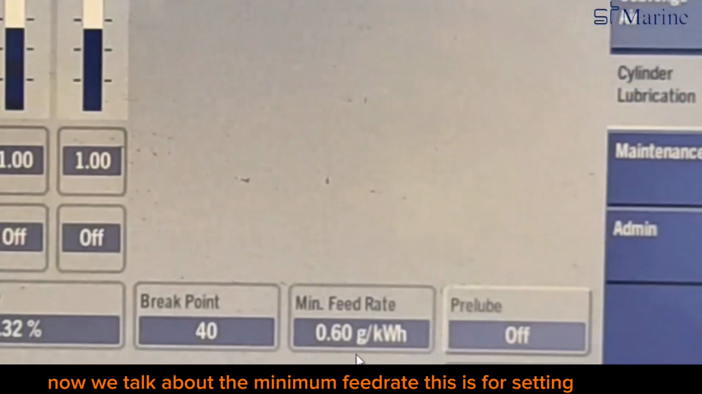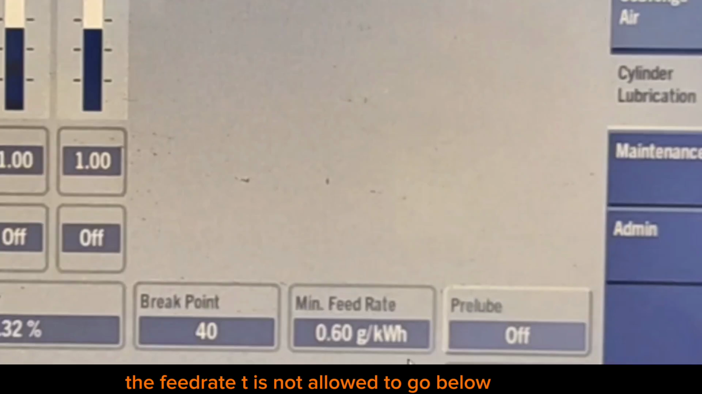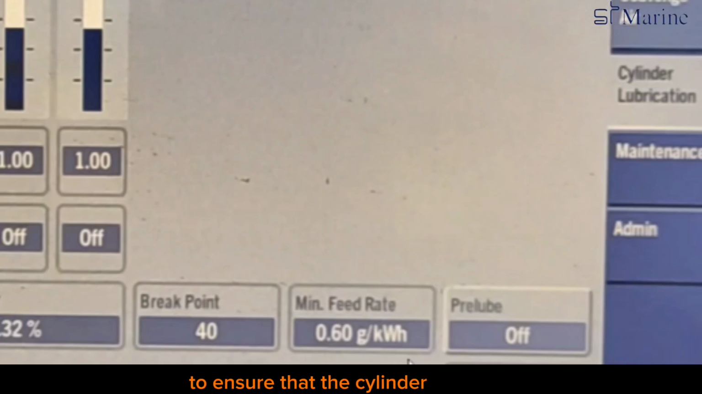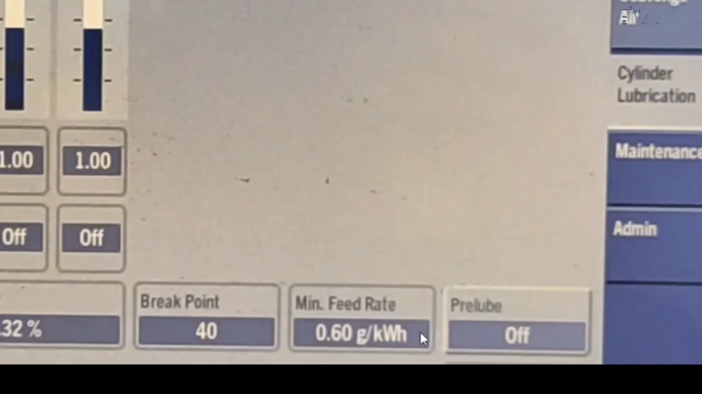Now we can talk about the minimum feed rate. This is for setting the minimum feed rate limit. The feed rate is not allowed to go below this limit, to ensure that the cylinders receive the necessary lubrication. This value is also not subject to change unless you receive instruction from the maker.